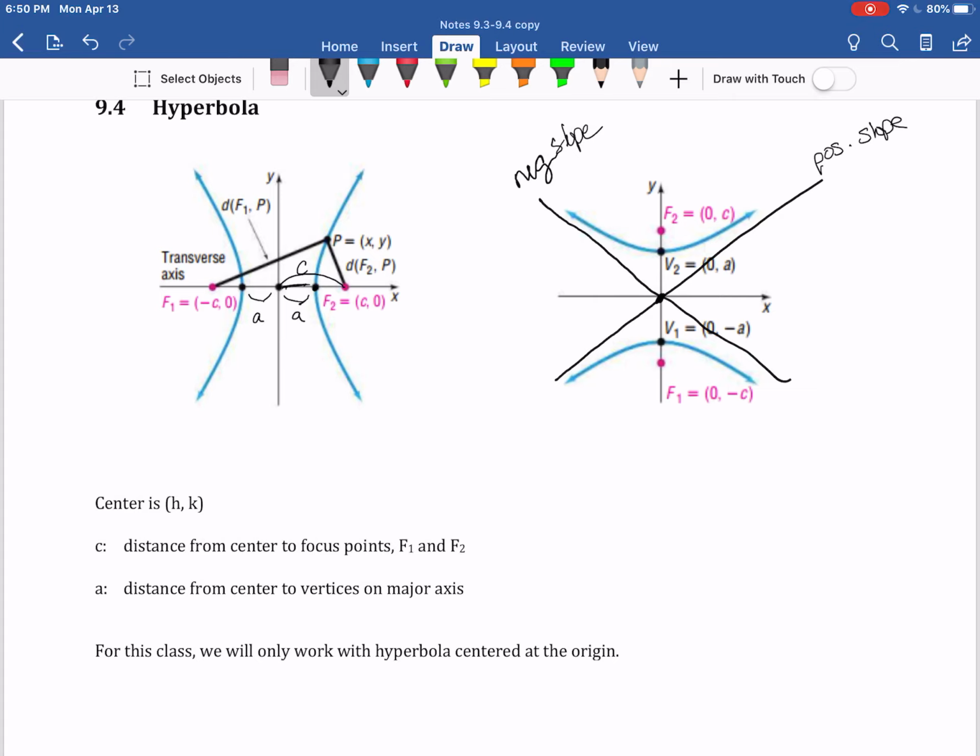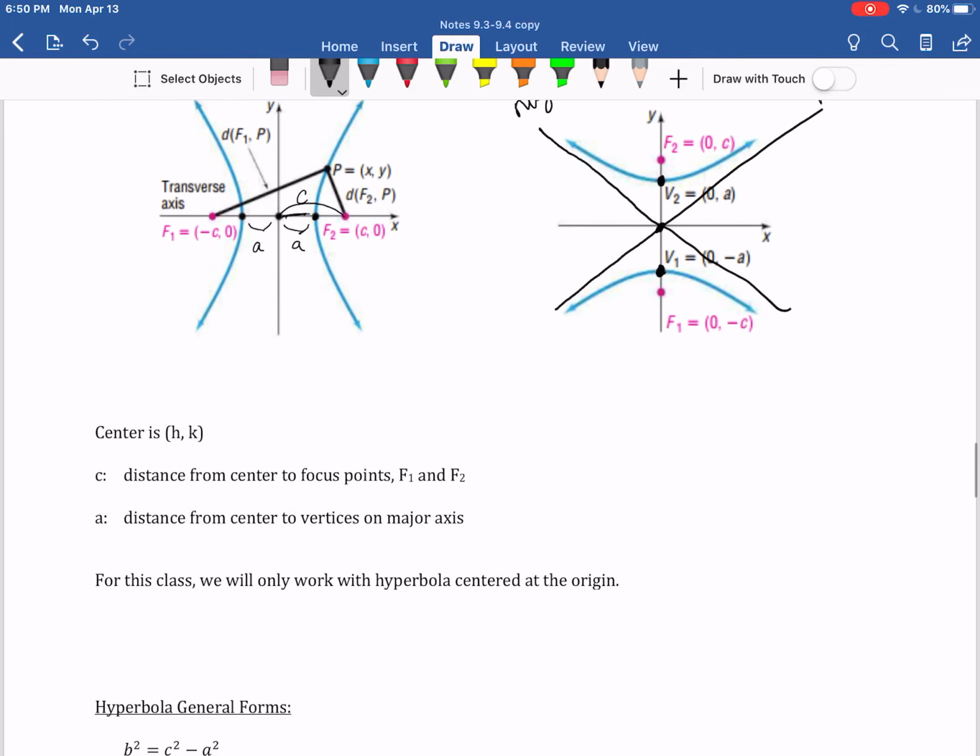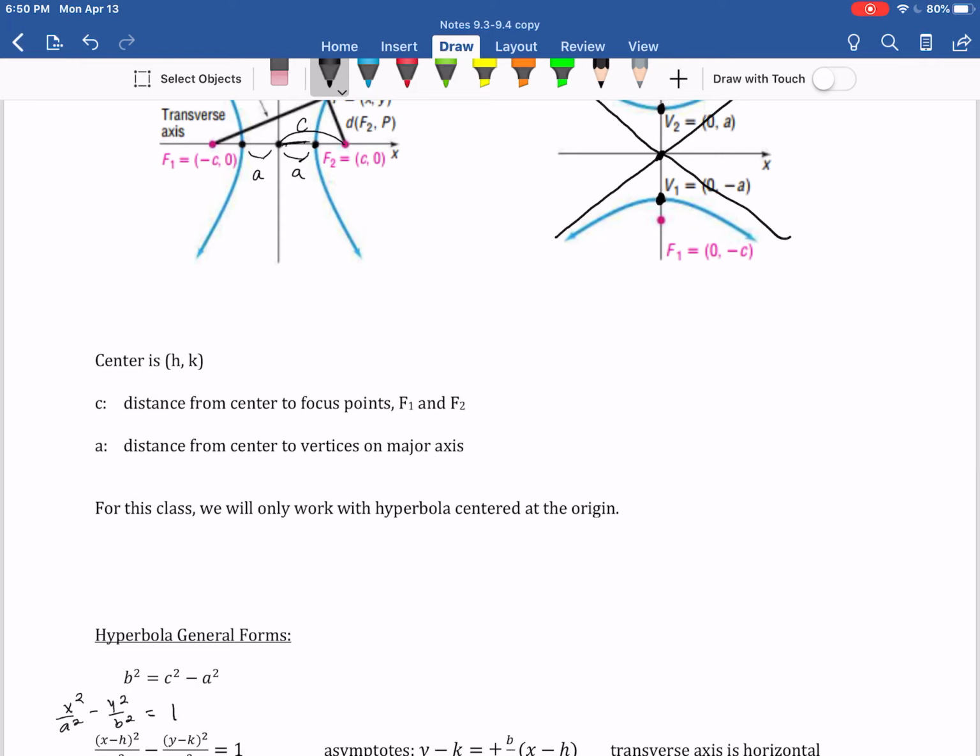All right, so you don't have to sketch in the asymptotes, although it does make it quite a bit easier to draw your branches. If you have those asymptotes and you know where your vertices lie, your distance a from the center to your vertices on the major axis, it's pretty easy then to draw in those two branches that make up your hyperbola. So I do draw in my asymptotes just to give me a guide as to how they will look. However, the asymptotes are not part of the actual hyperbolic graph.